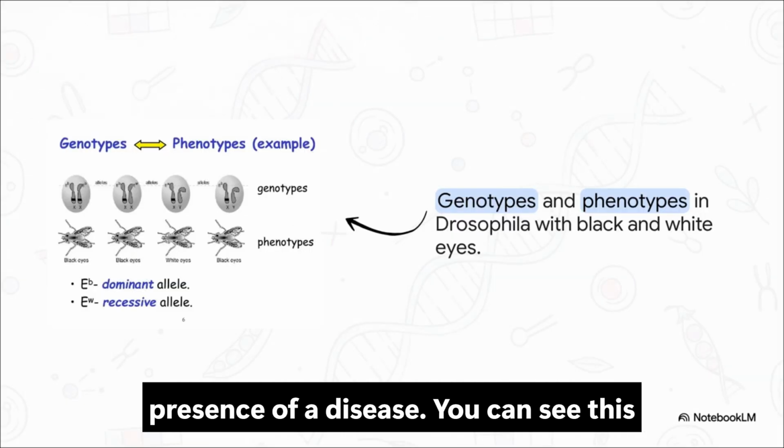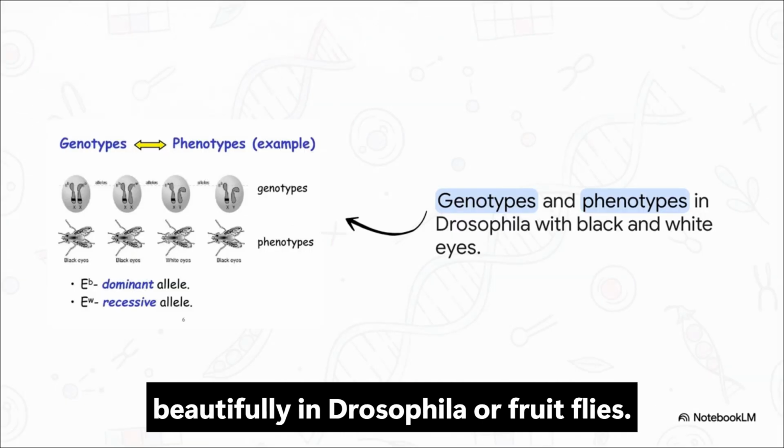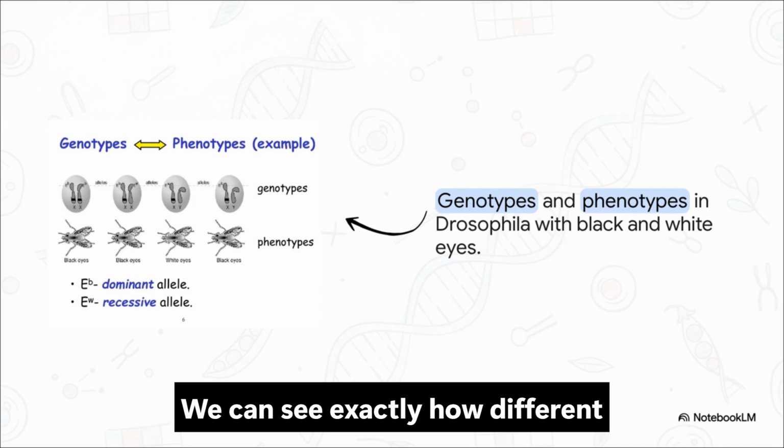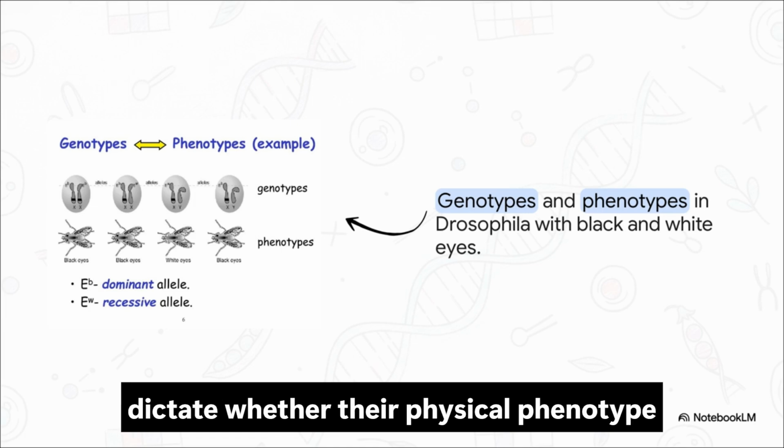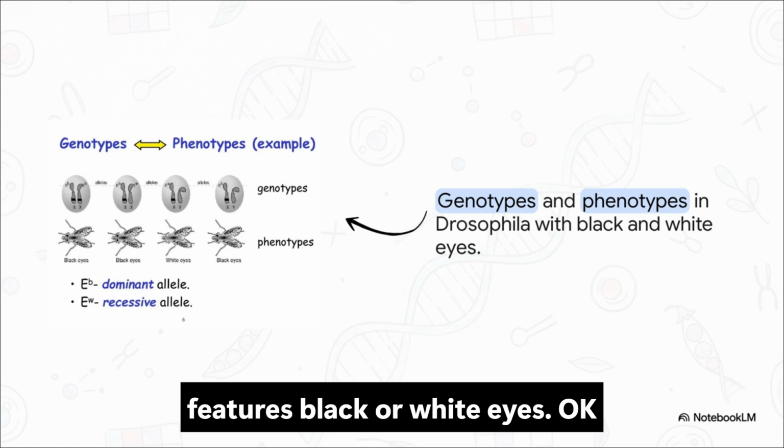You can see this beautifully in Drosophila or fruit flies. We can see exactly how different combinations of dominant and recessive alleles in their hidden genotype directly dictate whether their physical phenotype features black or white eyes.